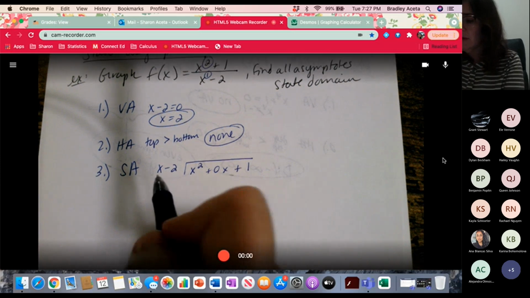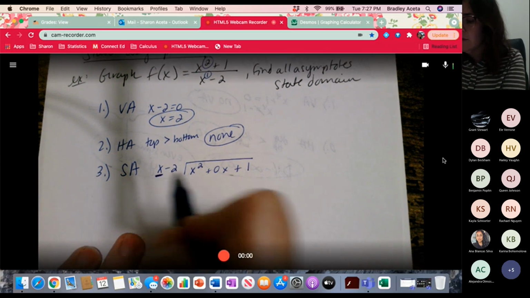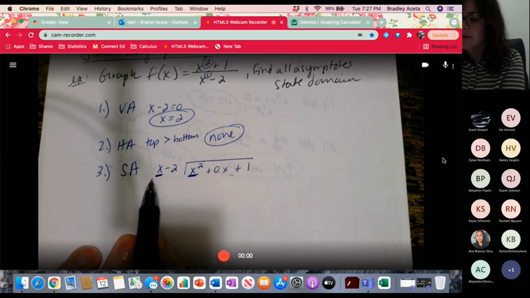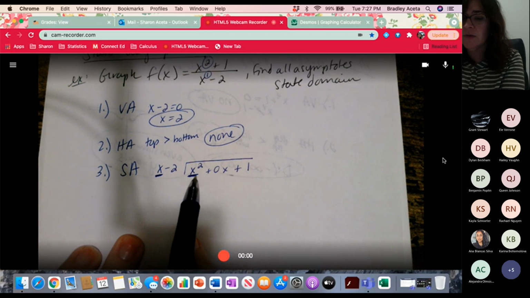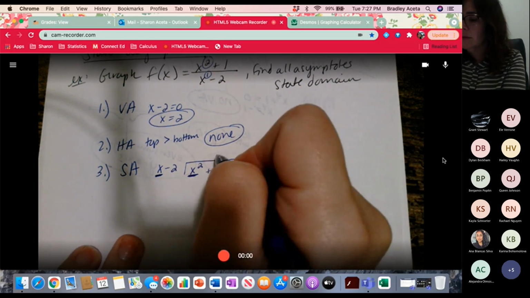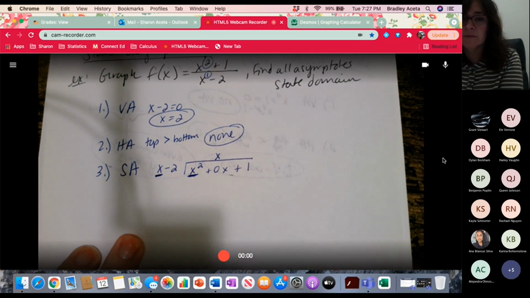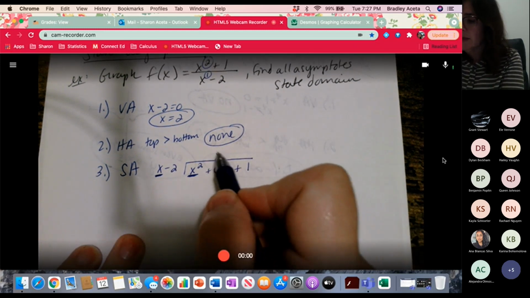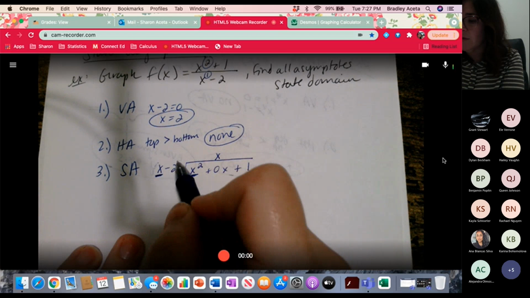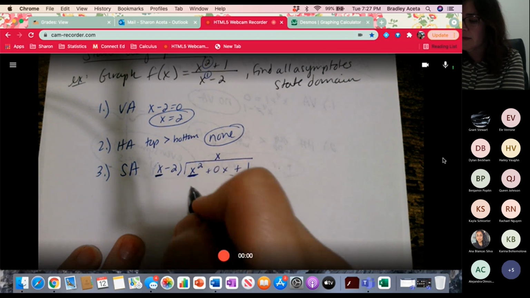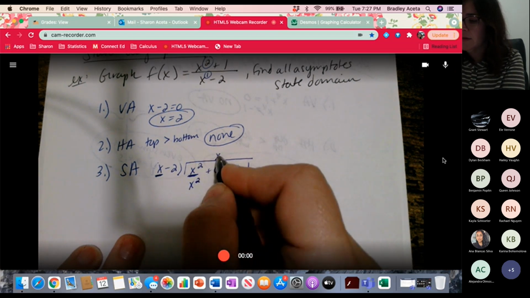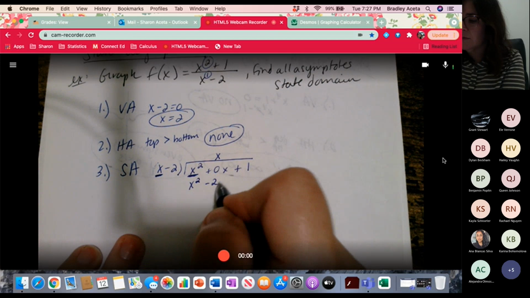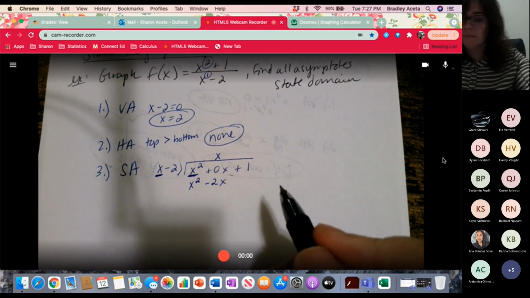Here's what I mean. Look at this first term. How does an x become an x squared? Multiply by what? Multiply by x. Take this x and multiply it to this whole thing. X times x, x squared. X times 2 minus 2x.